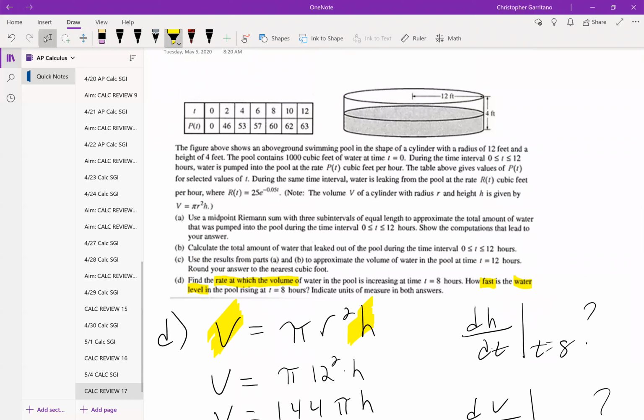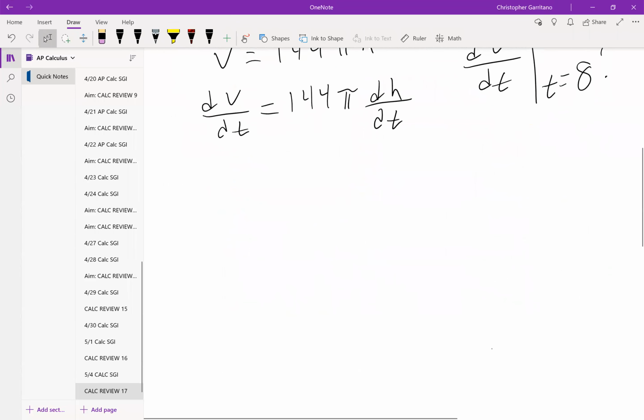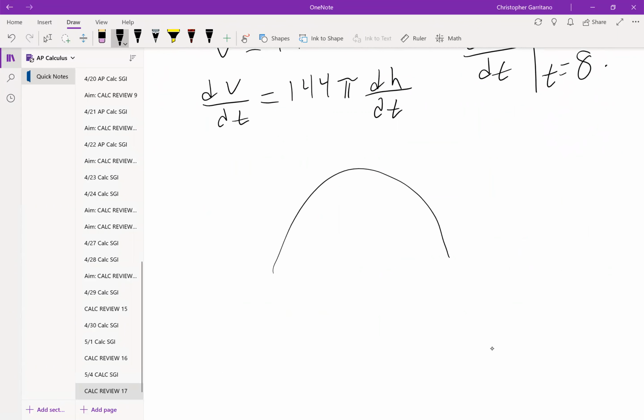And it says that during the time interval from 0 to 12, water is pumped into the pool at a rate, P of t, cubic feet per hour. And water is leaking from the pool at a rate, R of t, cubic feet per hour. So if we think about the pool as being like a pile of water, and I know it's strange to think of it as a pile of water. I like doing this because, frankly, if you just think of all these problems as like piles of something, in my mind, it makes things a little bit easier. So let's say we have a pile of water here.